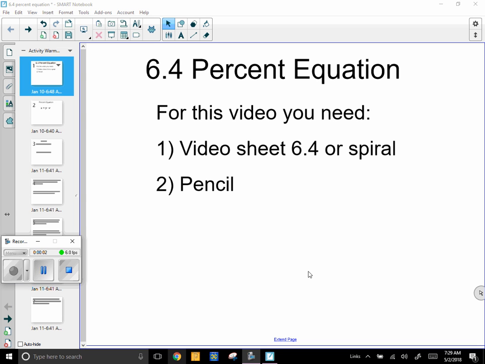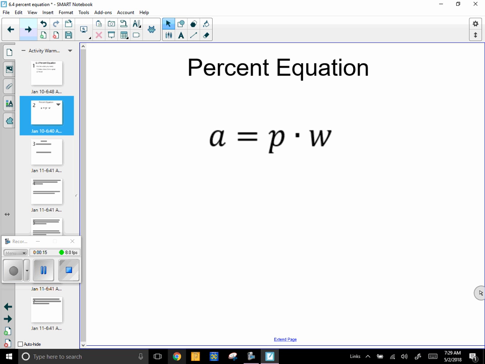All right, in this video, we're going to look at the percent equation. It's another way to deal with percent type questions. So I have video sheet 6.4 handy and a pencil. All right, here is the percent equation as it's presented in the book. I'm going to go ahead and label these, and I suggest you do the same.